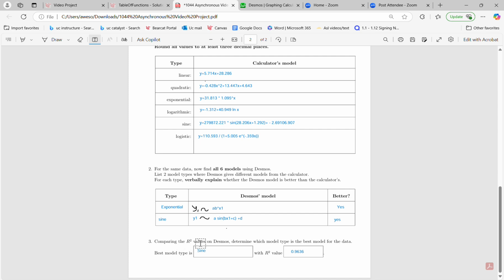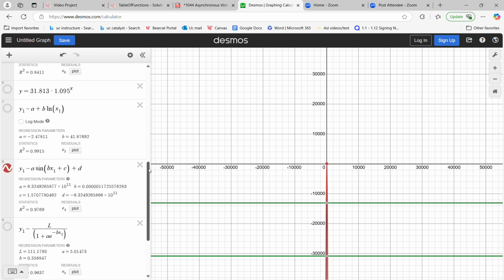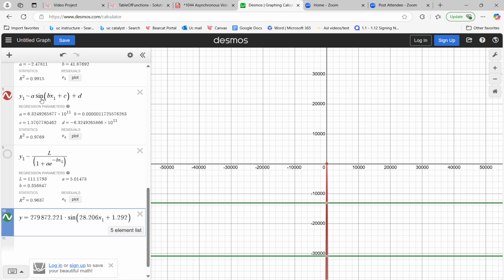And then I compared the R2 values on Desmos. And I went through it, and sine ended up being the best R2 value, which was 0.9769.